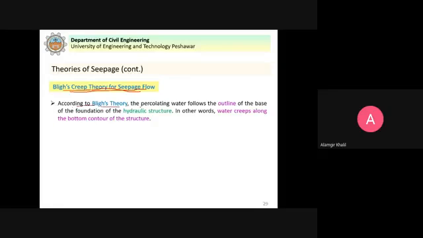According to Bligh's theory, the percolating water follows the outline of the base of the foundation of the hydraulic structure. In other words, water creeps along the bottom contour of the structure. For example, we have this structure here, this impervious floor, and this water. The theory says the water seepage path will follow the bottom contour. It comes here, then follows the bottom contour, and appears here.